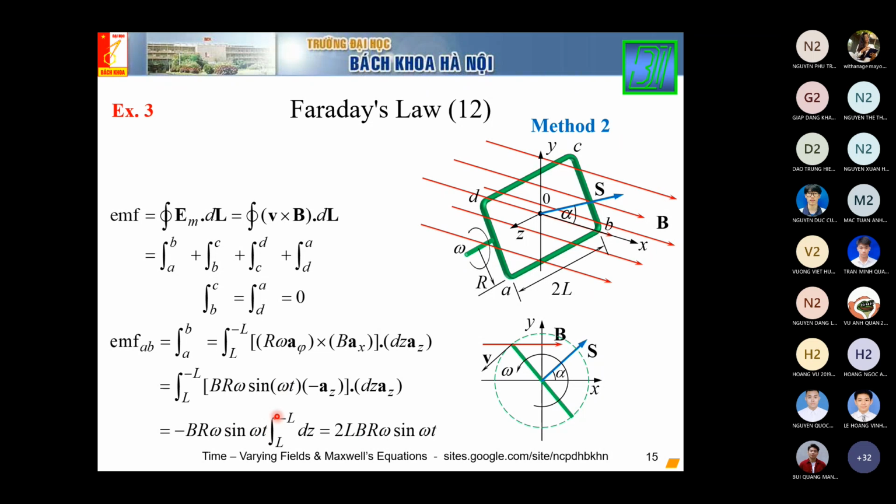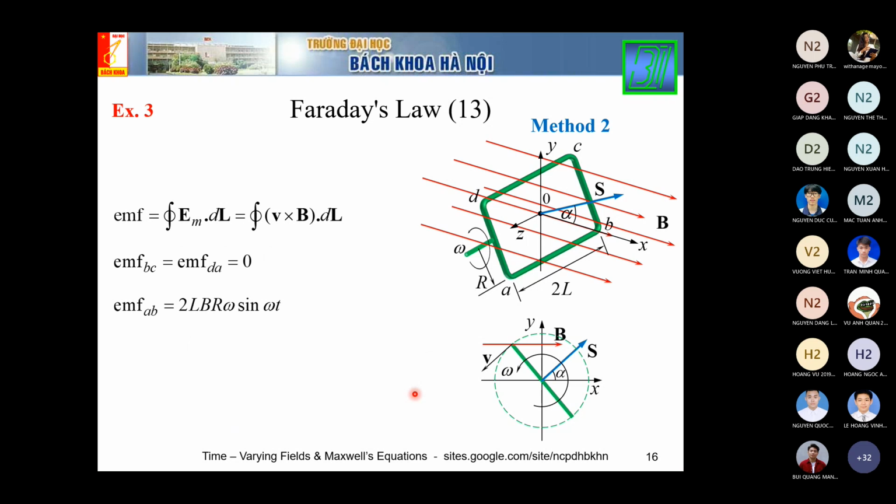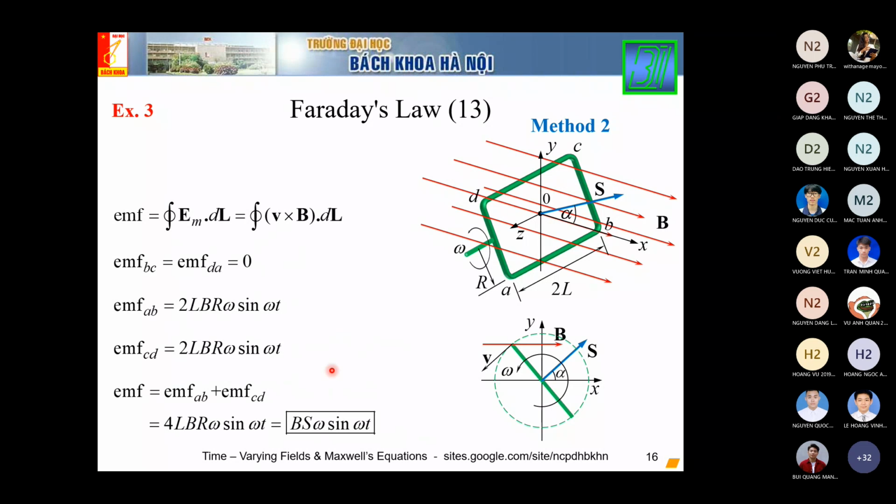Please notice that this one is the integration with respect to space, but this one is time. Time is a constant with respect to space, so we can put this one outside of this integration. And finally, the integration of dz from minus L to L will be 2L. And there you are. Okay. Similarly, you can compute the induced voltage across the remaining edge from C to D. And in total, we found this.